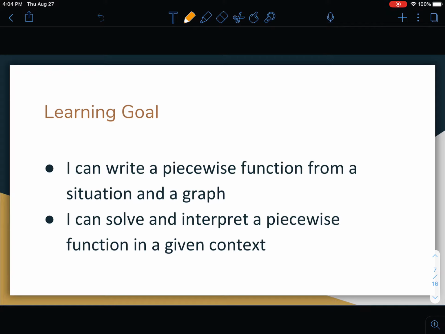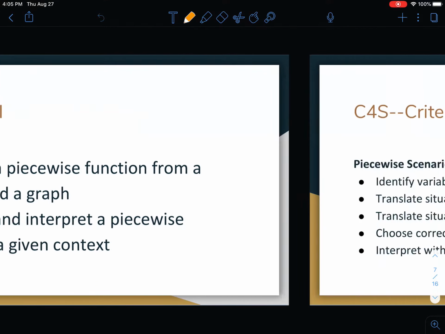So our learning goals today are that you can write a piecewise function from a situation in a graph. We're going to focus on the situation today. You can solve and interpret a piecewise function in a given context. So this is really going to get at why we would need a piecewise function.